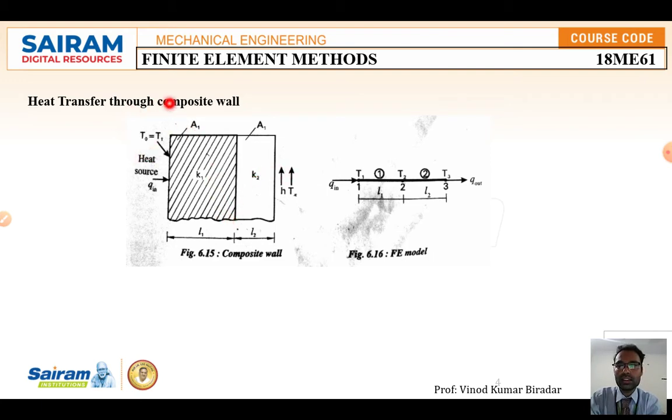So that is the initial boundary condition, T is equal to T naught, the value given. Here heat convection is also given. So you need to calculate the temperature distribution. The area for this element is different, and this element is different. So here element number 1, element number 2.